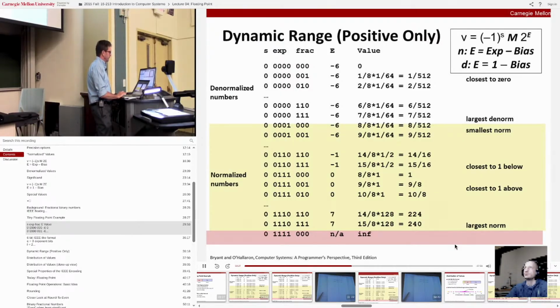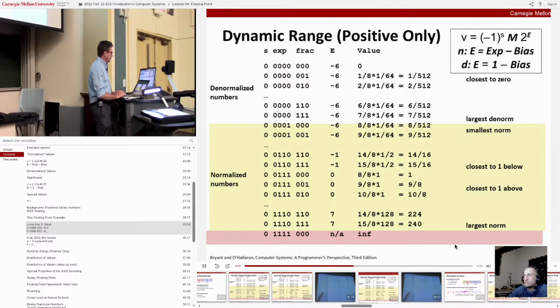Now the largest denorm in this number system is the case where the frac field is all ones. And so this encodes 1/2 plus 1/4 plus 1/8, which is 7/8. And then our value is 7/8 times 2 to the minus 6, or 1 over 64, and that equals 7 over 512. So this 7 over 512 is the largest denormalized number we can represent in this system.